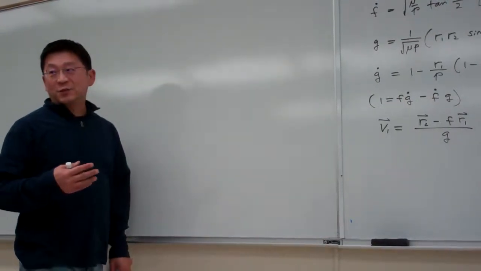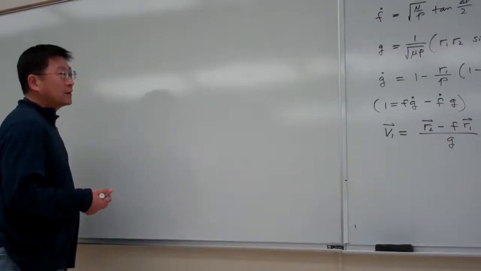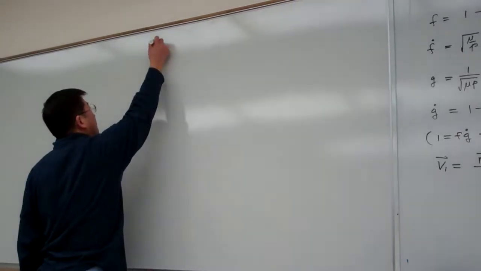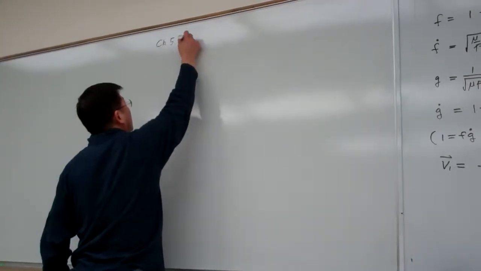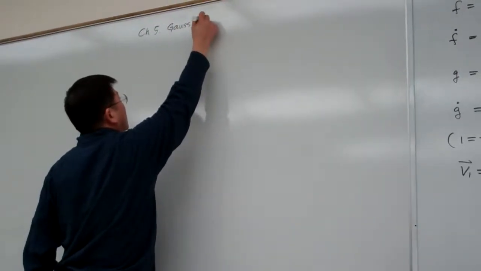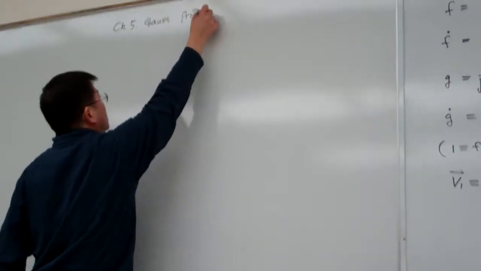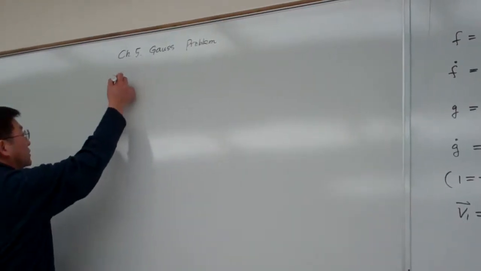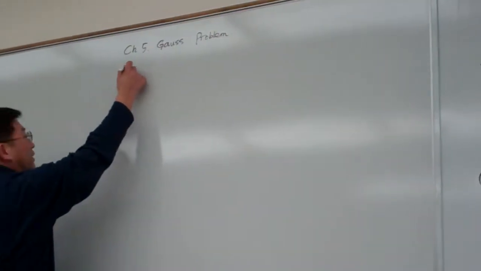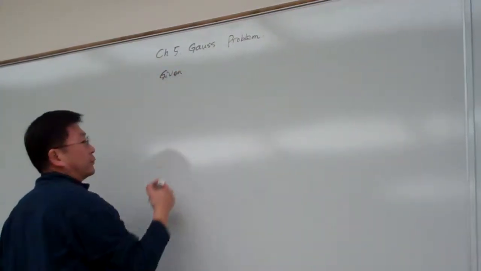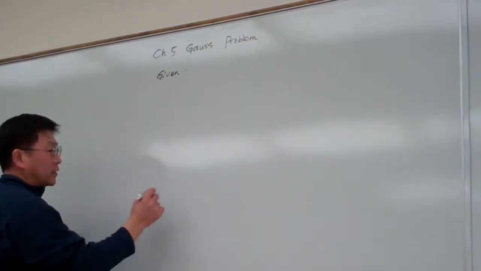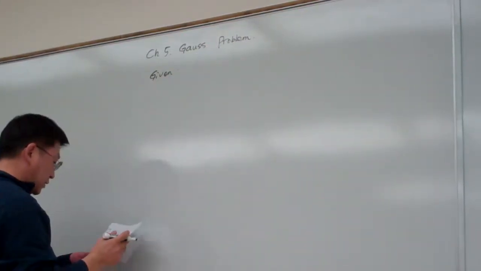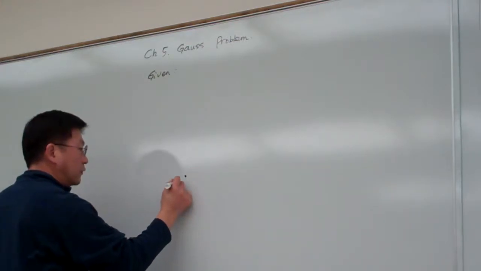Try to make it more systematic. And so for the Gauss problem, basically it is this. We are given information, and let me do these things here. So here, for example, is our focus.